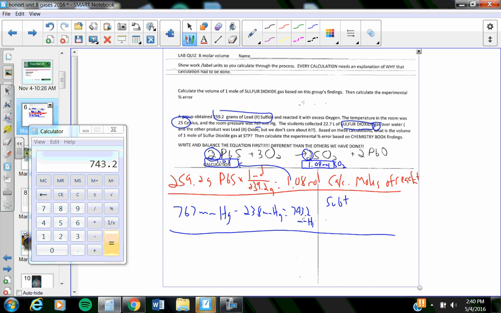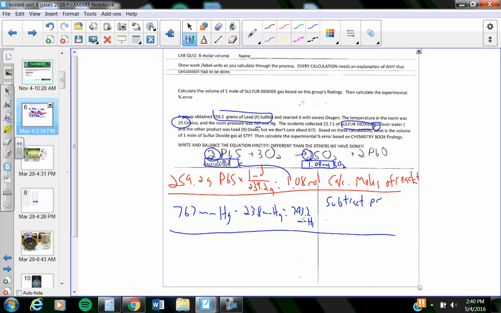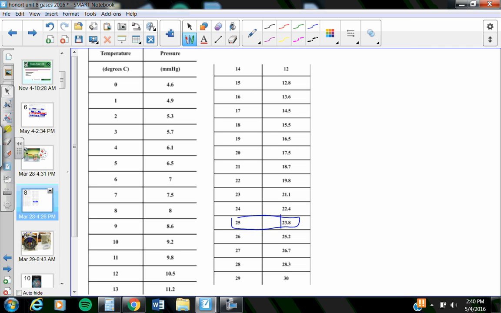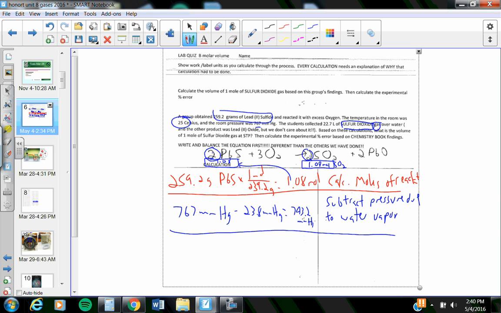Subtract pressure due to water vapor. Each temperature has a different amount. You either need a table like this, or it might say it inside of the problem. Okay, what's next? So here's what we know so far.